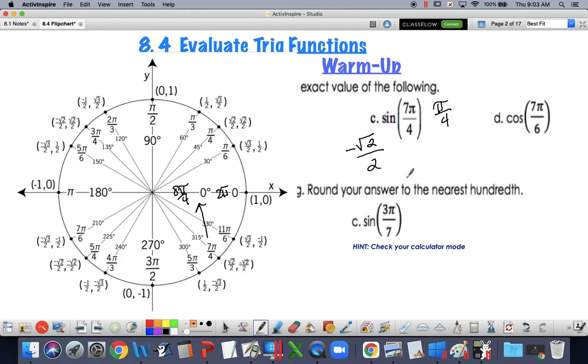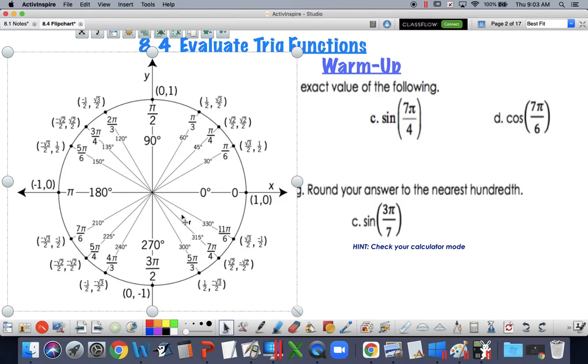Last but not least, we have 7 pi over 6. So let me go ahead and find 7 pi over 6. Here I am. Now I am 1/6 of a pi, or pi over 6, away from my x-axis, so that's my reference angle. And since I want the cosine, I look to the x-coordinate, and it's negative square root of 3 over 2. So that's how we use our unit circle. I promised you that that was going to be our reference, our guide, and it is extremely helpful as we learn these things.